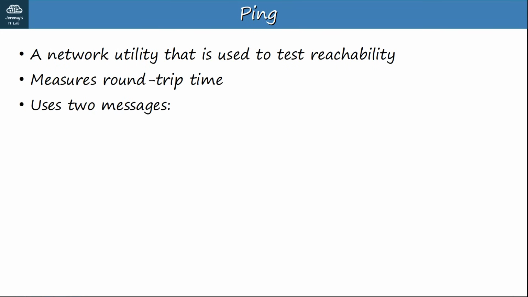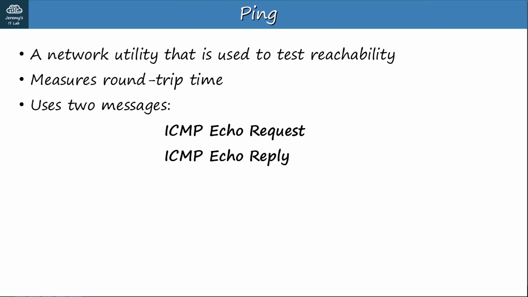Much like ARP, ping uses two messages: ICMP echo request and ICMP echo reply. Again, this is similar to an ARP request and ARP reply. However, the PC won't broadcast the ICMP echo request. It is sent to a specific host. So, it has to know the MAC address of the destination host, which is why ARP must be used first.